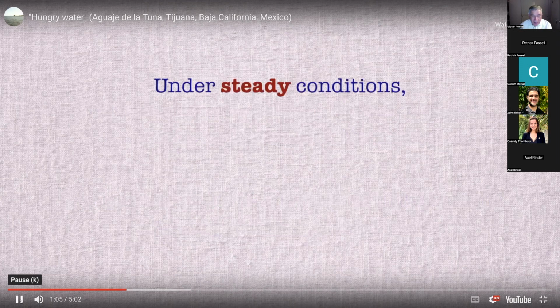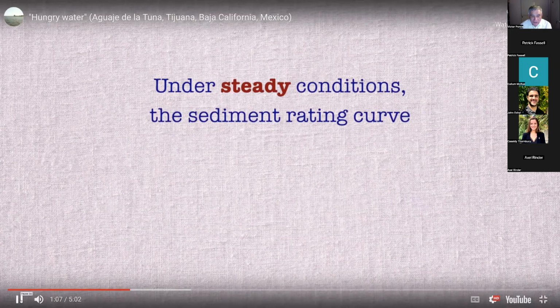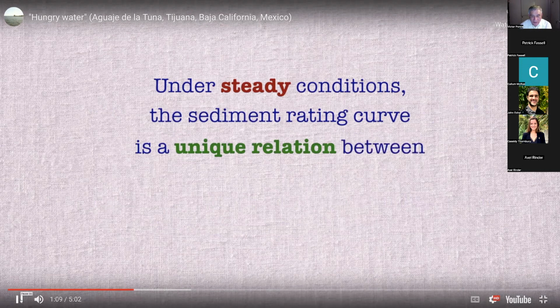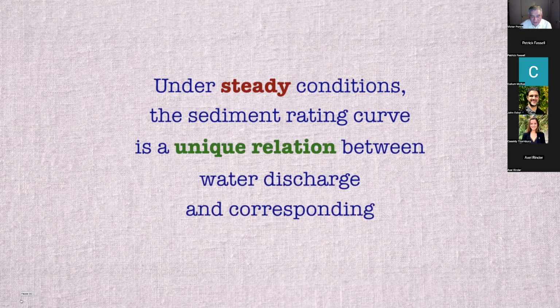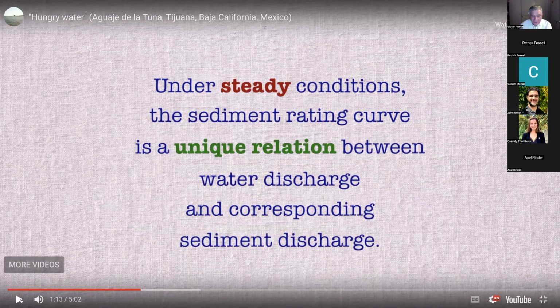Under steady conditions, there is a sediment rating curve. That is, a unique relation between water discharge and corresponding sediment discharge. Is the relation unique? That's the first question we've got to answer. And the answer is, under steady conditions, it should be.